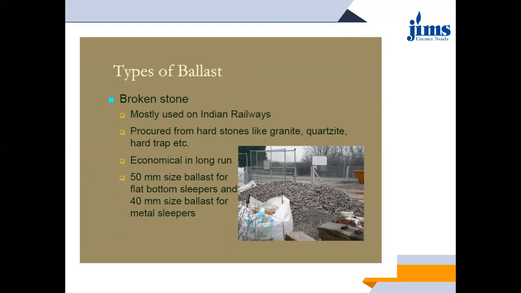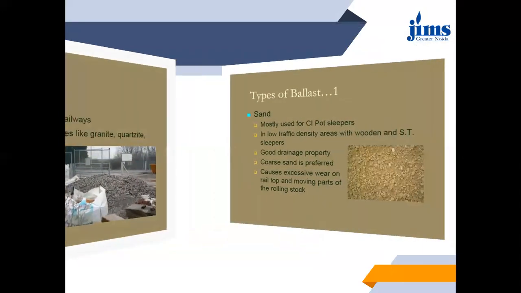Although they do not have much scrap value, they are a residual material. Whenever you find stone quarrying factories, if you procure this material from there, it will be quite economic in the long run. A 50 size ballast for flat bottom sleepers and 40 for metal sleepers is used with broken stone, which is most abundantly used in Indian railways.